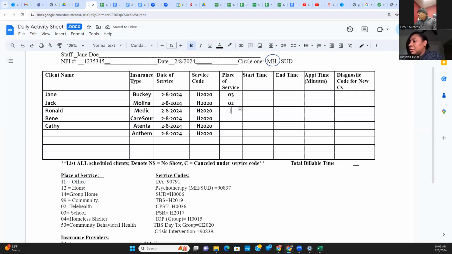What about office? When they say office, what does that mean? One of the provider sites will be considered the office. So if we're at the activity center, Catherine, that would be considered the office. If we're at the daycare, it's going to be considered 03. And if we do a telehealth, it's considered 02. Got it.